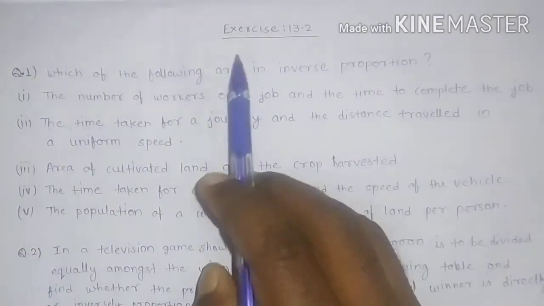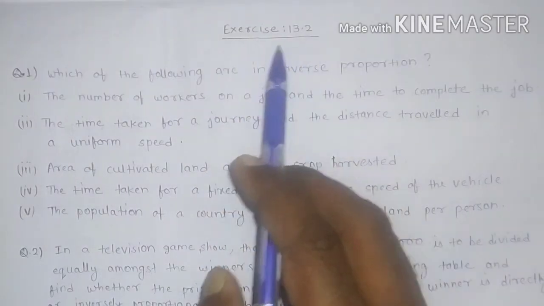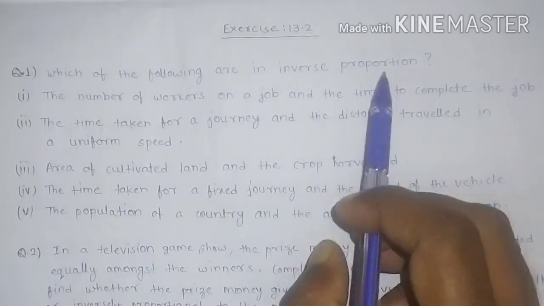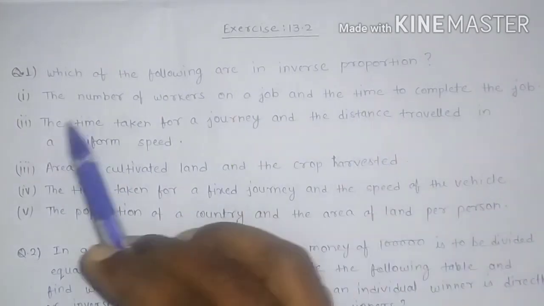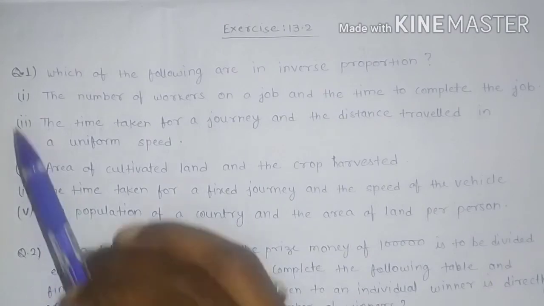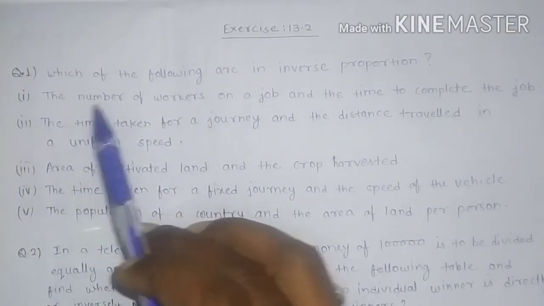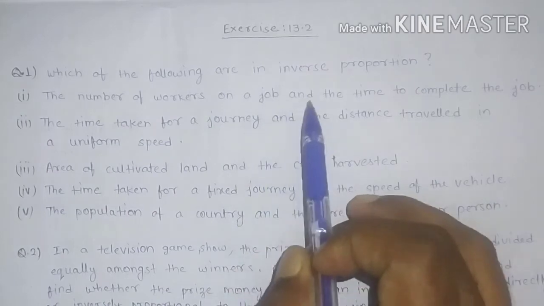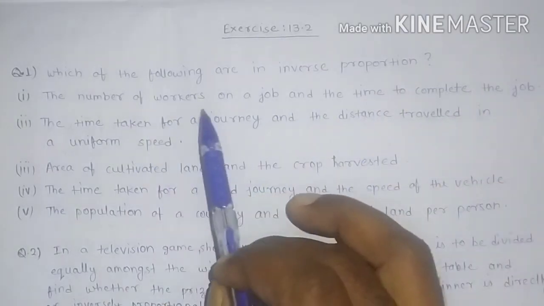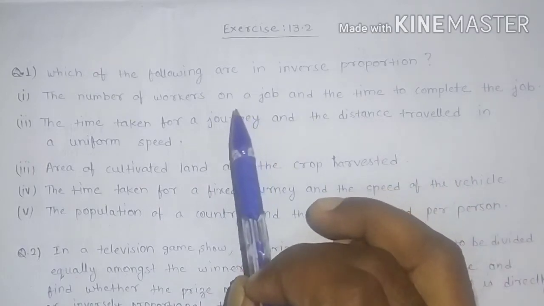Now exercise 13.2 from NCERT, question number 1. Which of the following are in inverse proportion? Some statements are given here. The first statement: the number of workers on a job and the time to complete the job. Is this in inverse proportion or direct proportion? We have to state that.